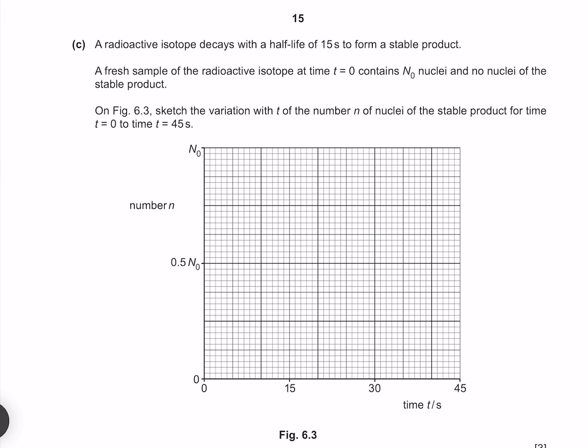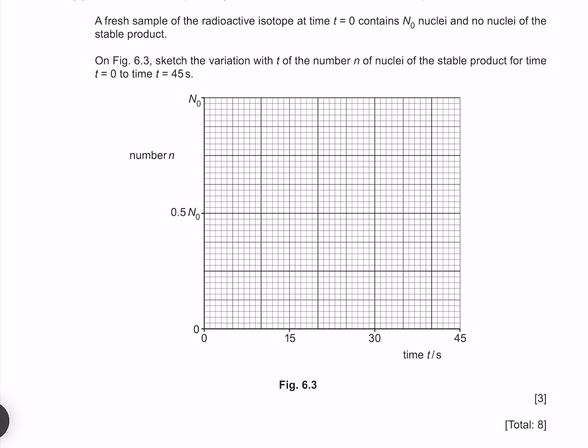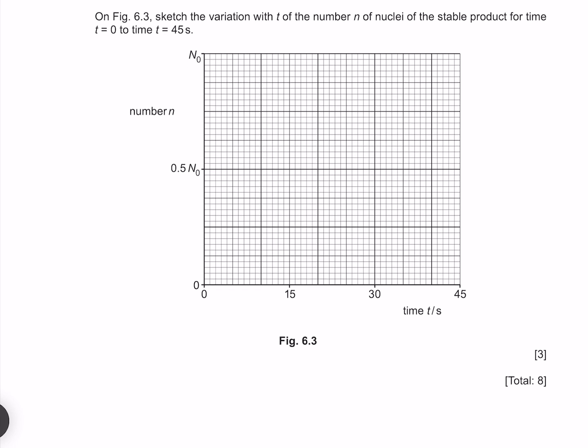A radioactive isotope decays with a half-life of 15 seconds to form a stable product. A fresh sample of the radioactive isotope at time equals 0 contains N0 nuclei and no nuclei of the stable product. On figure 6.3, sketch the variation with t of the number N of nuclei of the stable product for time t equals 0 to t equals 45 seconds.